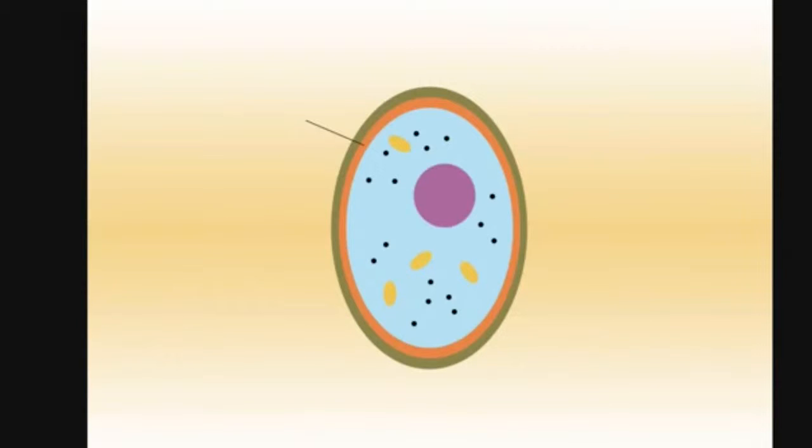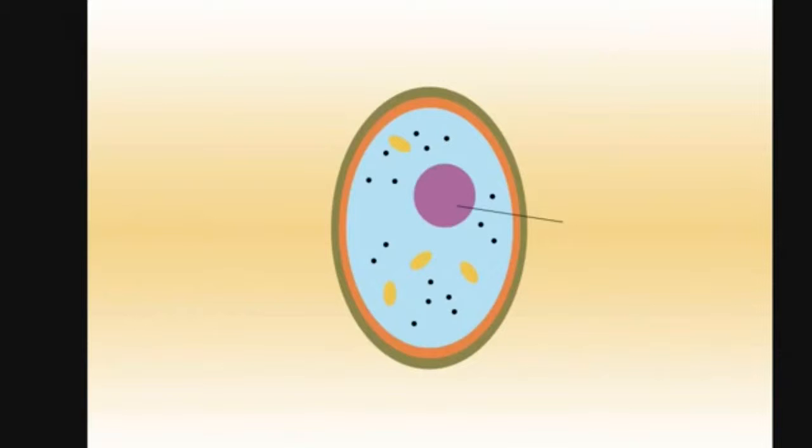The next part we're going to look at is the cell membrane. This membrane is like a skin underneath the cell wall, and it's the job of the cell membrane to control what goes into the yeast cell and what comes out of the yeast cell.